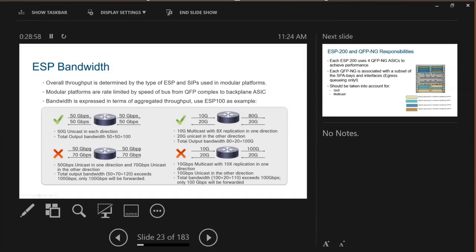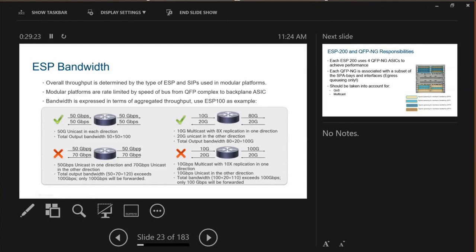If you check this one, we receive 50 Gbps on one side and 70 Gbps on the other side. Both are unicast traffic, and the total bandwidth here will be 120 Gbps, which will exceed the capabilities of the ESP100 module. So only 100 Gbps will be forwarded. The remaining 20 Gbps will be dropped, and those can be seen as tail drops on the ESP module. So those packets will be dropped.